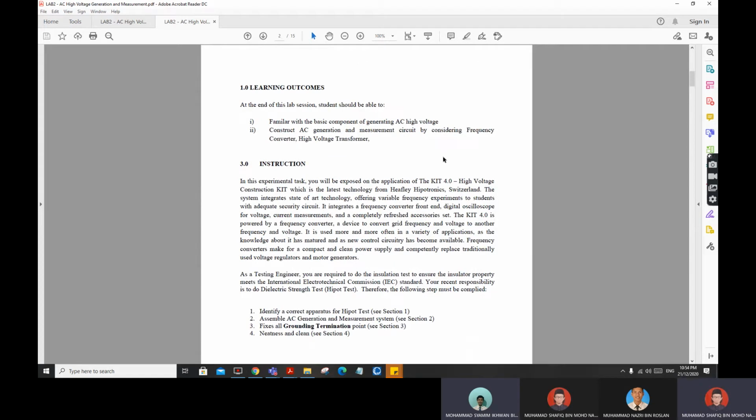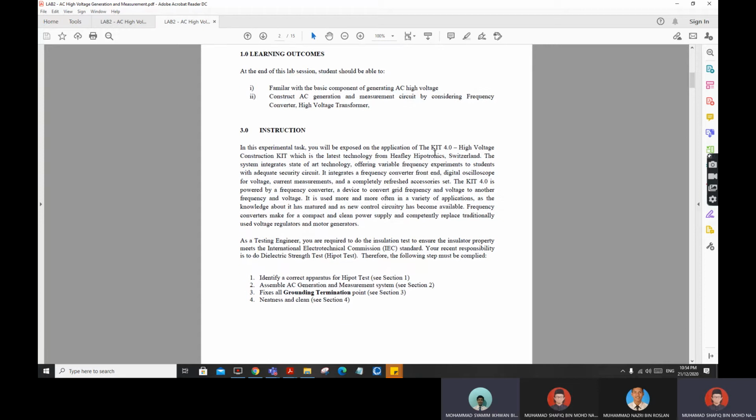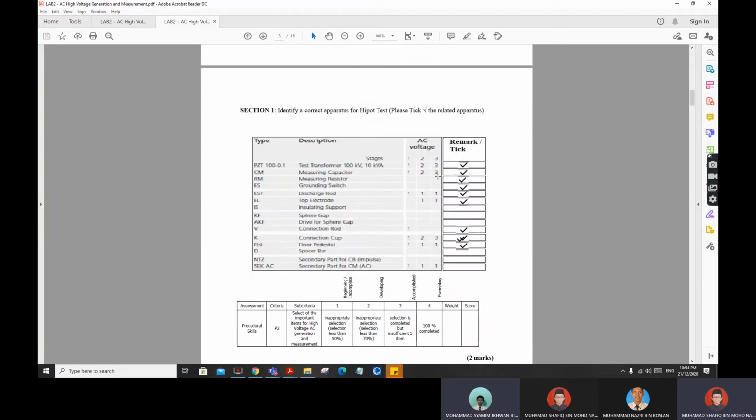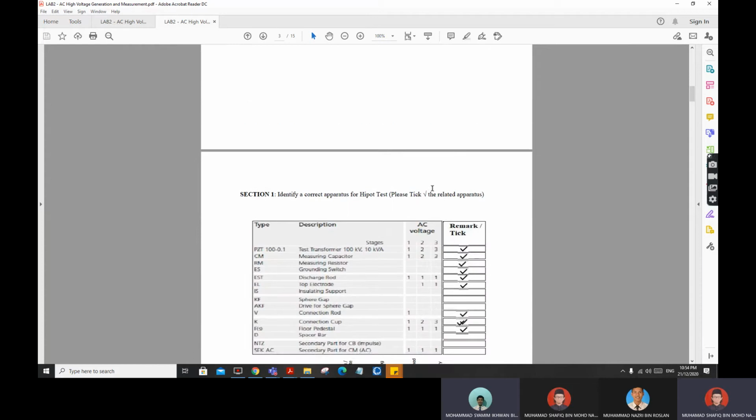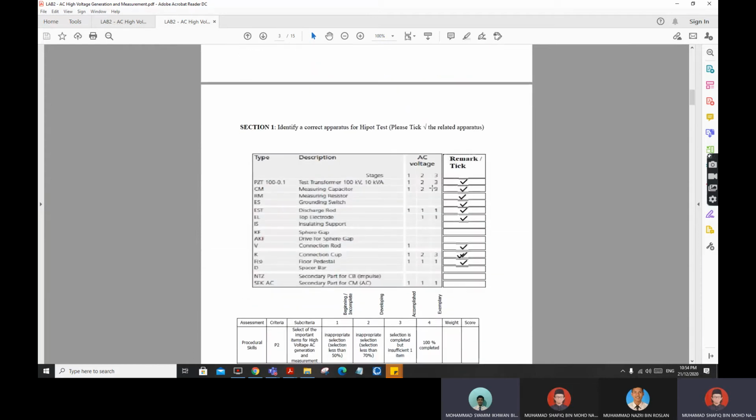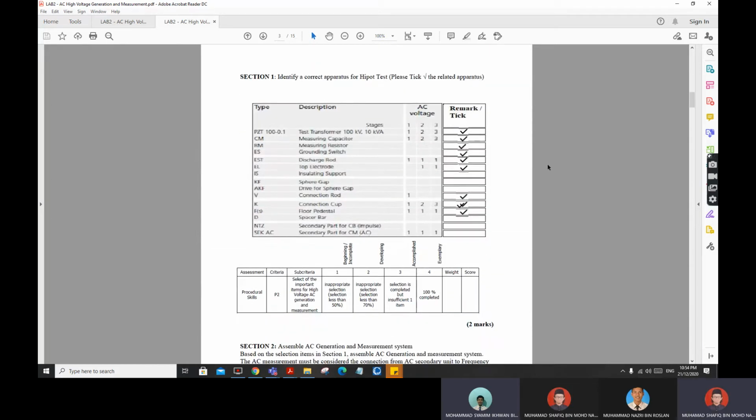At the end of this lab, students should be familiar with the basic components for generating AC high voltage, and able to construct an AC generation and measurement circuit by considering the frequency converter and high voltage transformer. Without wasting any time, we proceed to section 1, where we have been asked to identify the correct apparatus for the hypot test. Please tick the related apparatus in this lab session.